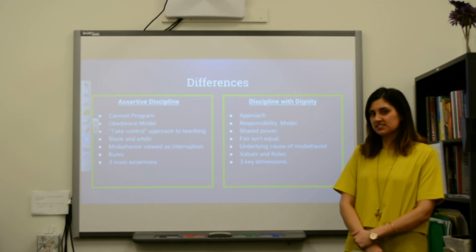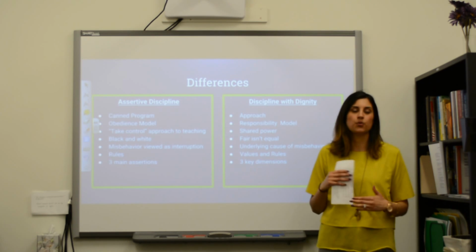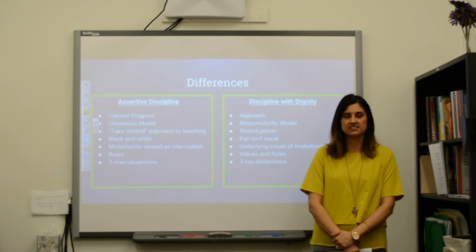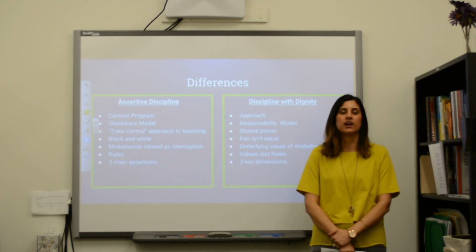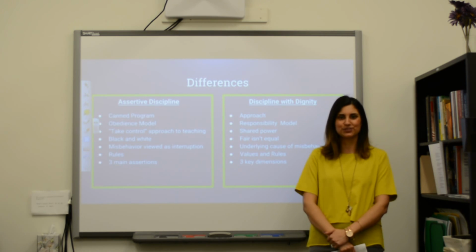And the third is the resolution piece. So how are you going to handle that student that is chronically misbehaving or has become a major disruption to the learning environment?